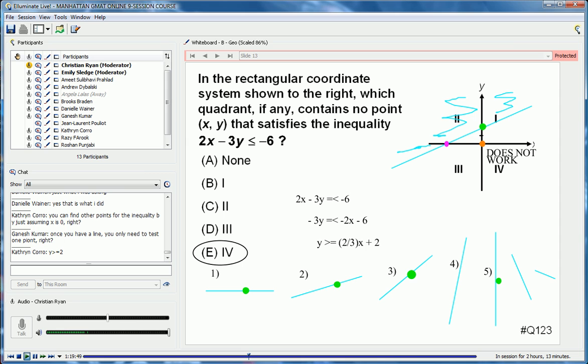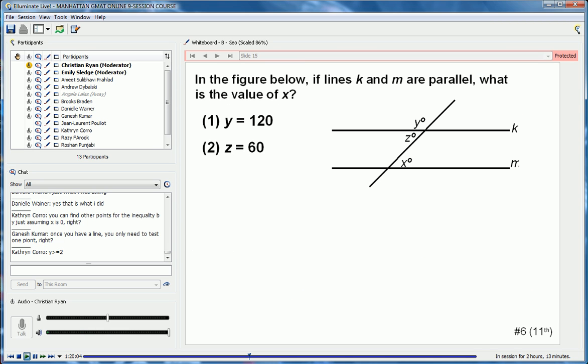Okay, let's do one problem that requires 60 seconds and see how fast we can go on it. So the next problem you have 60 seconds on. Go ahead.